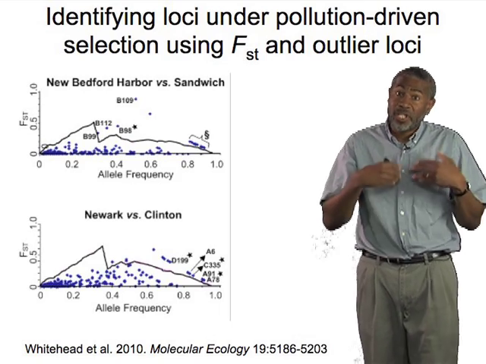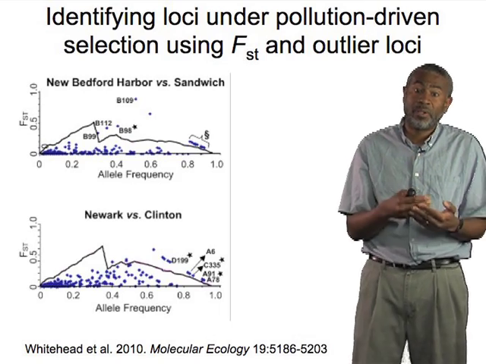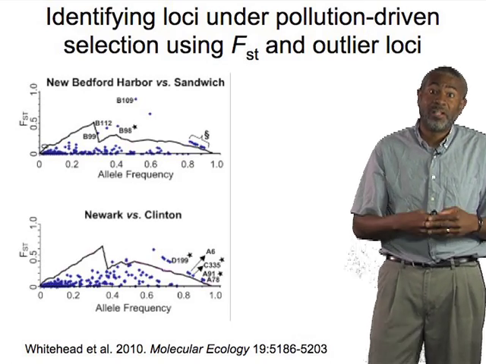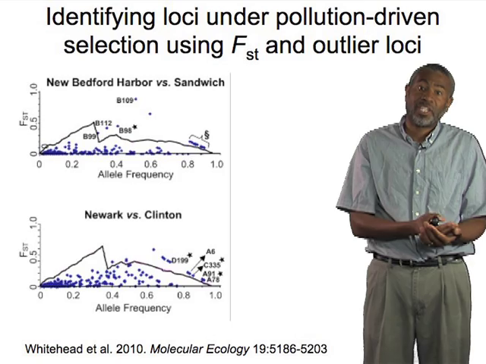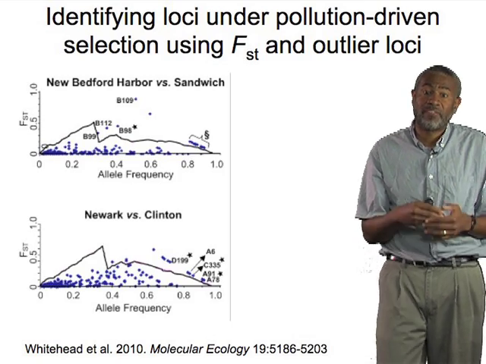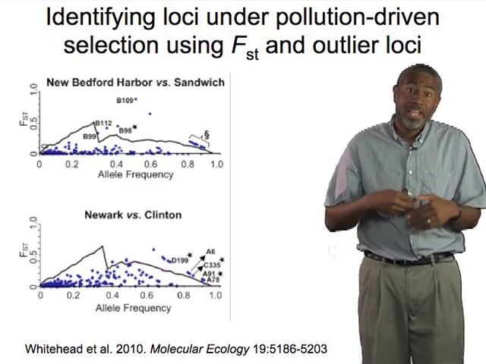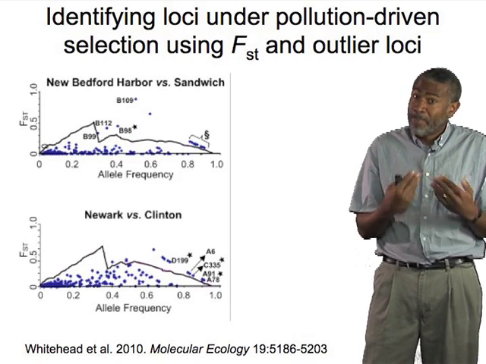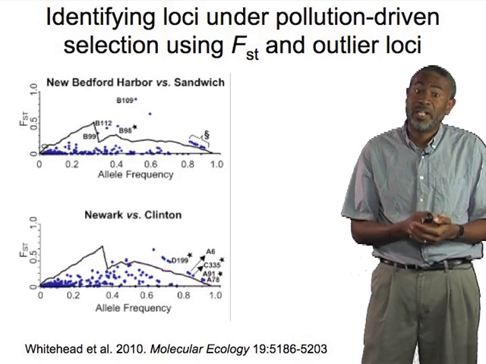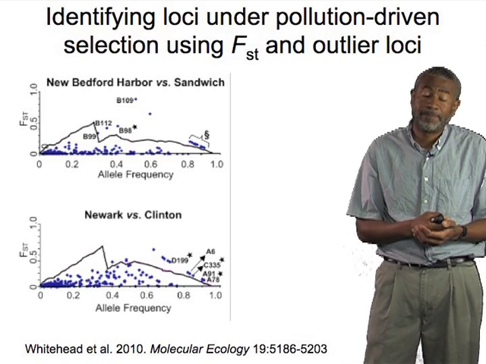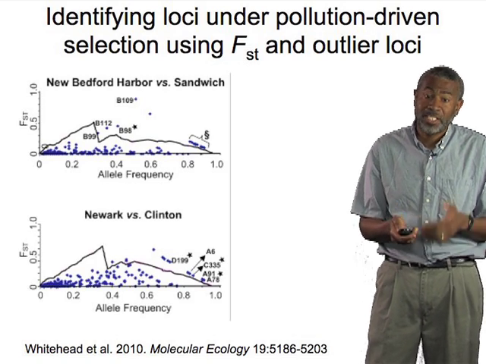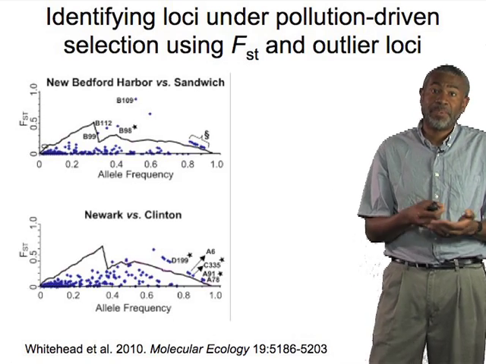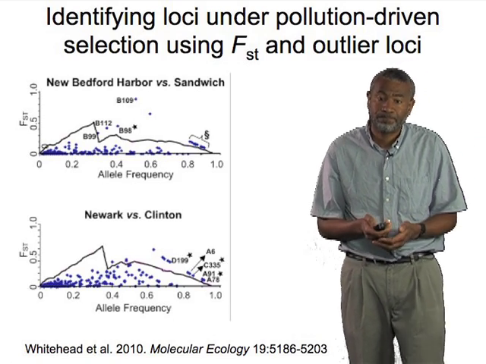You can see some conspicuous outliers. For example, locus B109, way at the top in that top panel, is showing a very high FST given its allele frequencies of about 0.5. This tells us that that gene may be undergoing natural selection, possibly driven by the pollution in these Superfund sites. Similarly, on the bottom diagram, you can also see a number of outliers that may be subject to natural selection.